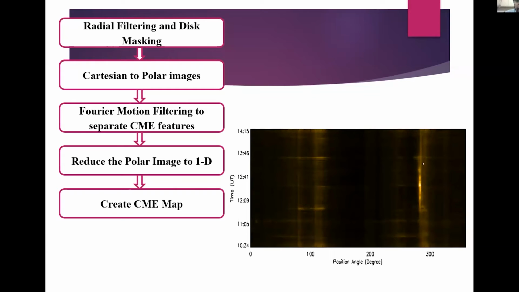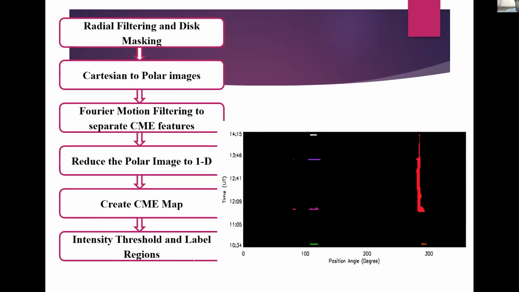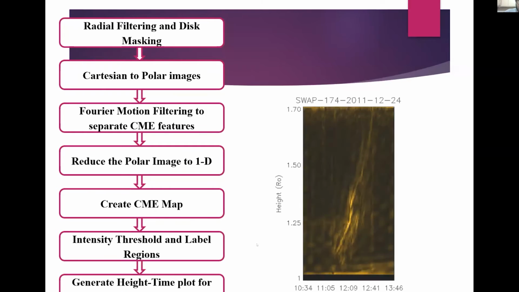There is one bright region where, as we already saw in the summed-up intensity plot, there was a bump, and that may have been the region where the eruption was present. Then we did intensity thresholding and also labeled these regions. We put a criterion here that if the eruption is wide enough, greater than 5 degrees in width, and also persistent in time for at least 3 frames, only then will we consider that region for further identifying and characterizing those eruptions. Then we generated the height-time plot.